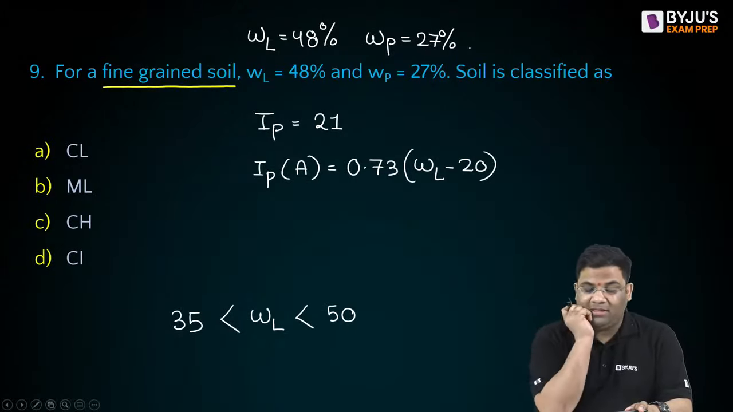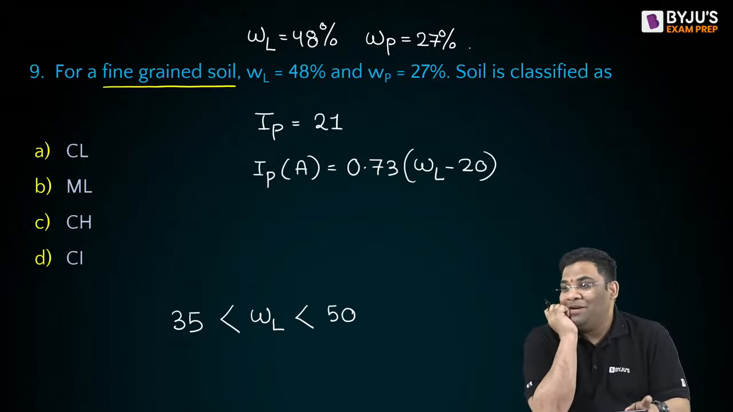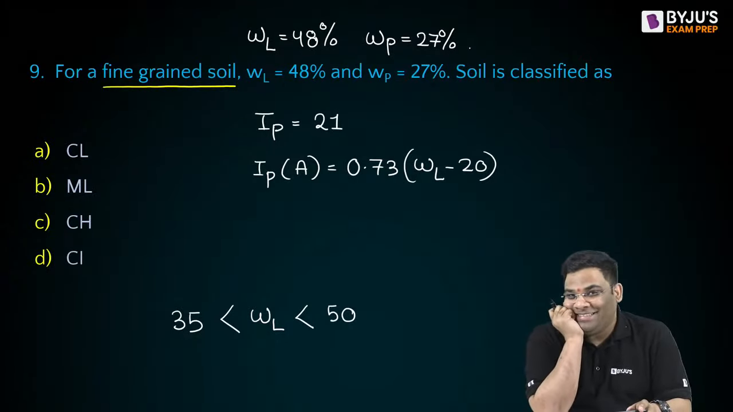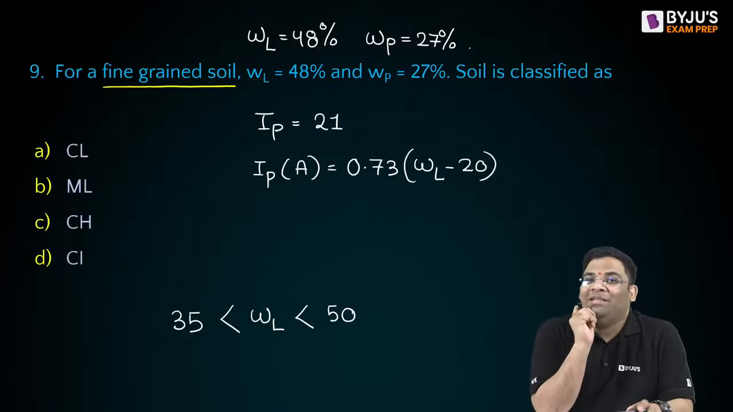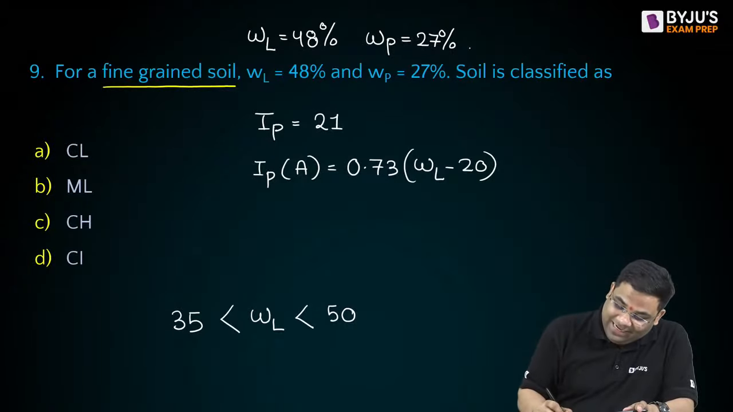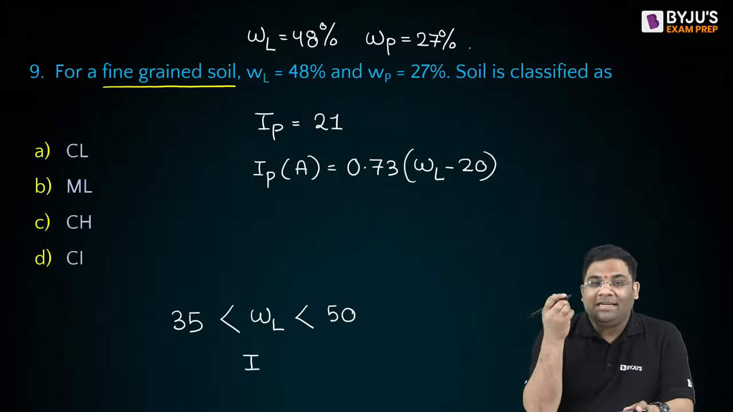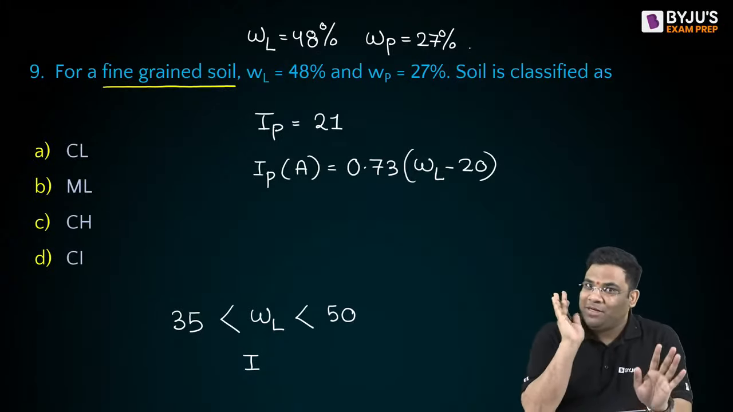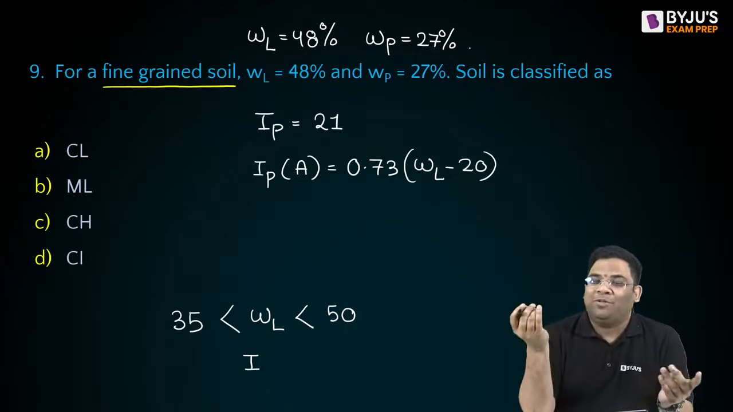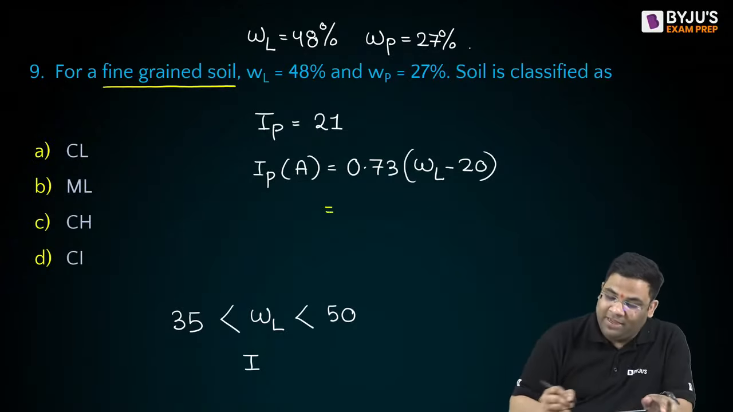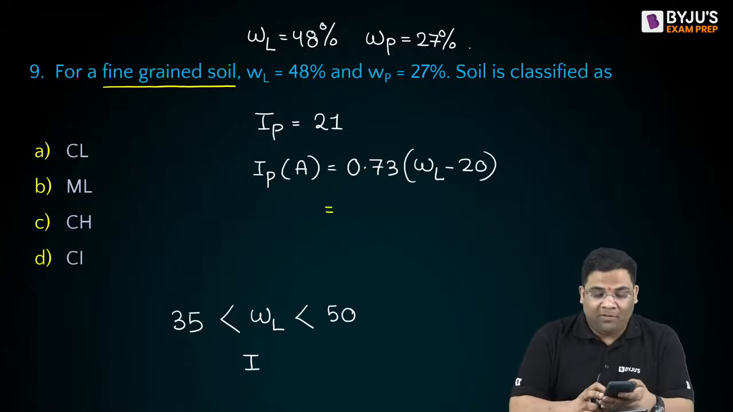So only one option is there, right? You need not check also. You have to be a little smart. It is intermediate, and in intermediate, only one option is there. So there was no requirement to check. But suppose you want to check also, how much is IP of the A line?